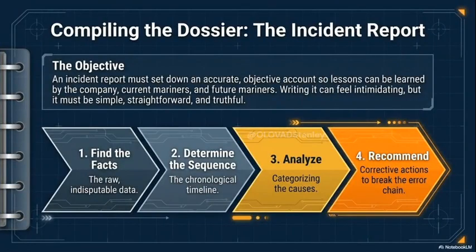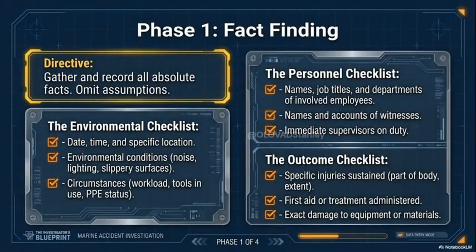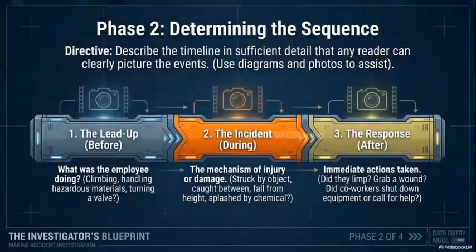Phase 2 documents the sequence of events. Here, you must present a factual, chronological timeline. This serves as the foundation for your later analysis, ensuring that all findings are anchored in objective reality. In the third phase, you perform the analysis. Using the tools we discussed, you connect the dots between the timeline and the underlying systemic issues, identifying exactly why the failure occurred. Phase 4 focuses on recommendations and corrective actions. This is where your investigation translates into change, providing clear, actionable steps to mitigate risk and prevent future occurrences.